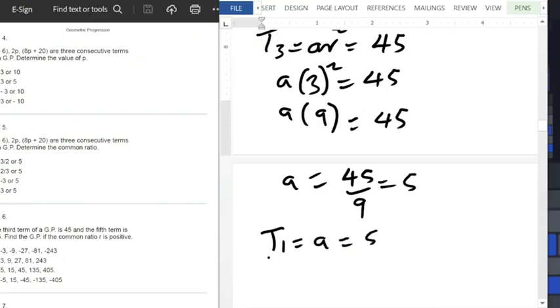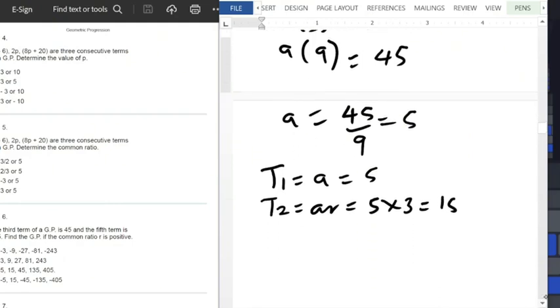Then the second term, T2 equals ar, which is 5 multiplied by 3, that is 15. So the second term is 15. Then the third term, T3, is given as 45. Then the fourth term, T4 equals ar raised to the power 3.